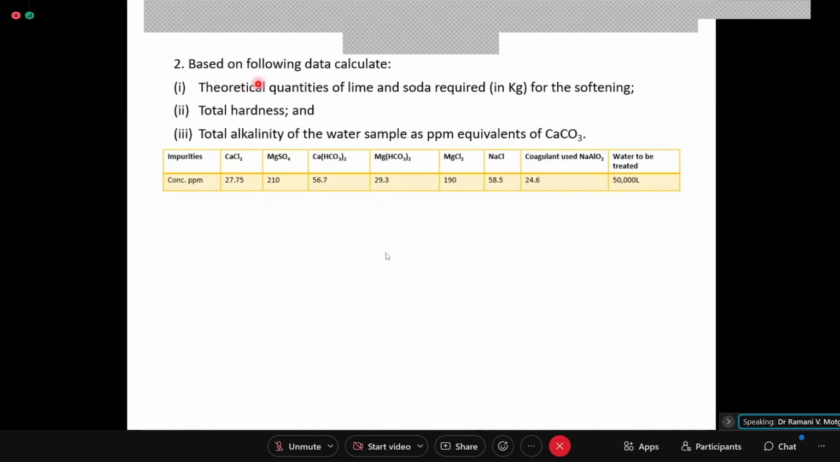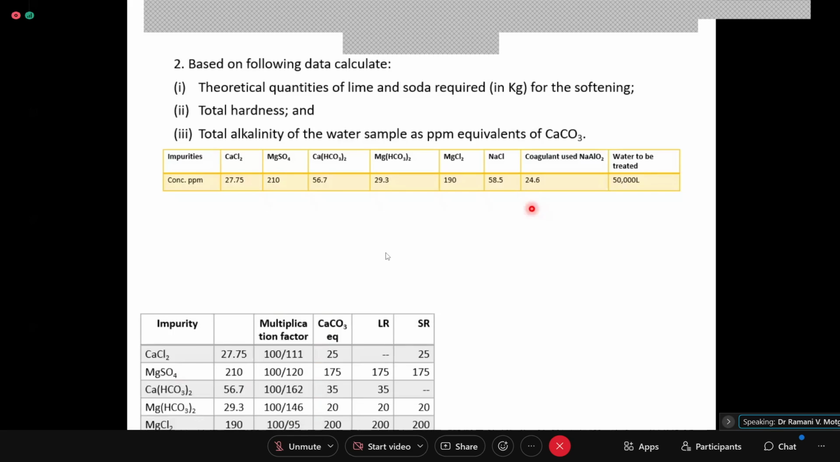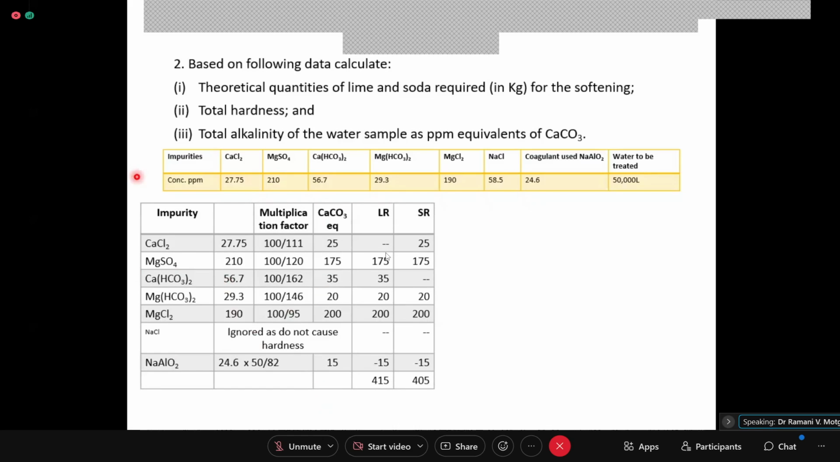So based on the following data, you can write this numerical because I think this was asked in this pattern in the question in sessional or end-sem exam. That is why. Okay, so theoretical quantities of lime and soda, then total hardness, then total alkalinity of water sample as ppm equivalents of CaCO3. Okay, so make a table. Now these are the impurities given. So we write a solution.